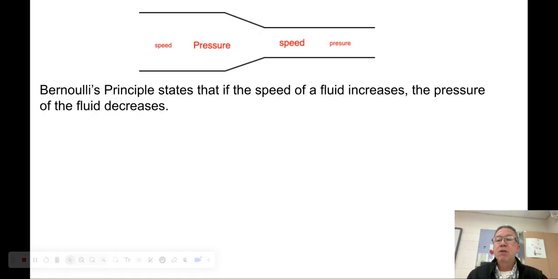Okay, so the basic principle here is this: if I have a fluid flowing through a closed environment, what I'm going to find is that when the speed is low, the pressure is high, but when it picks up speed and the speed increases, there will be a subsequent decrease in pressure. So basically, the faster the fluid is moving, the lower the pressure. The slower the fluid is moving, the higher the pressure. Pretty simple idea, but obviously it's going to be a little more complicated than that. But let's just take a look at some of the implications.